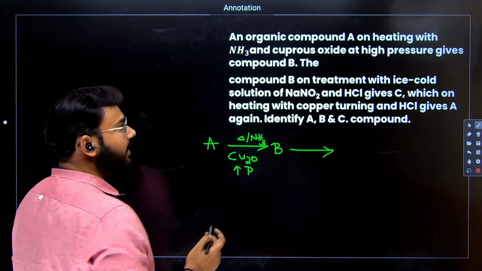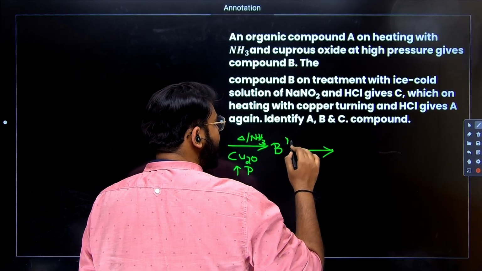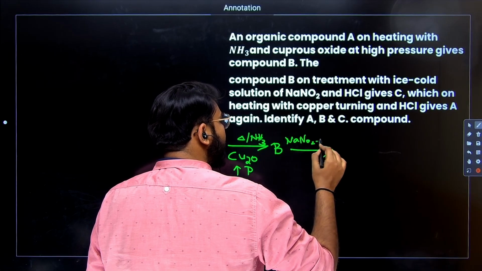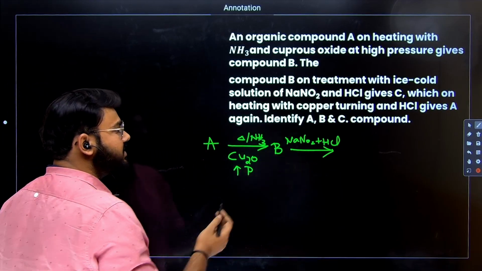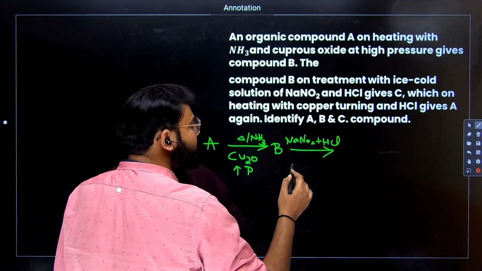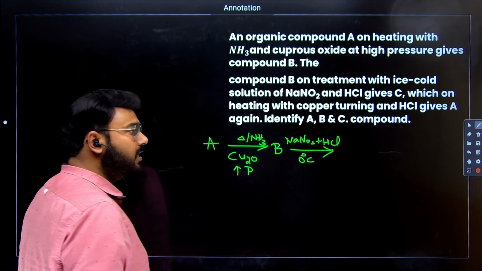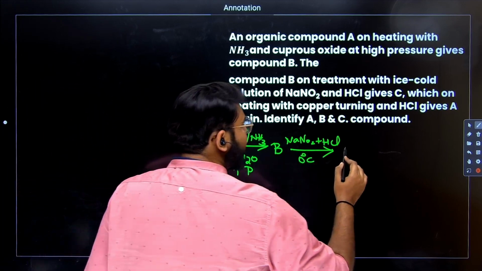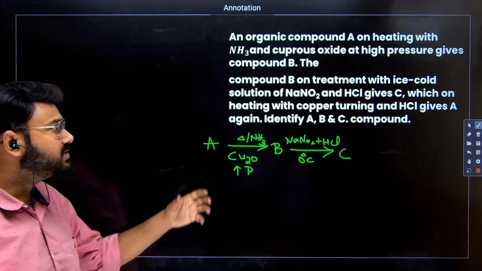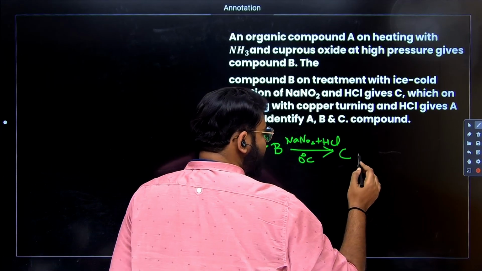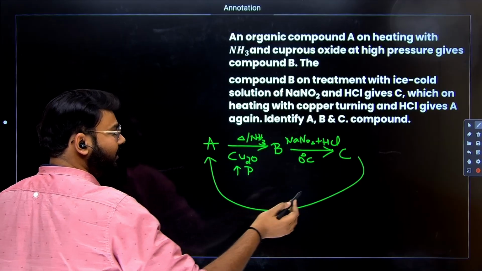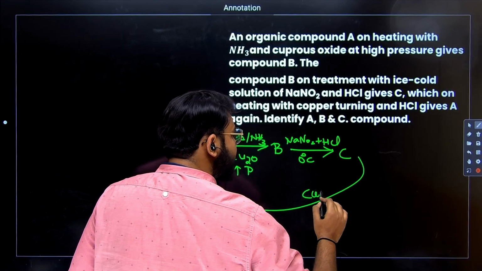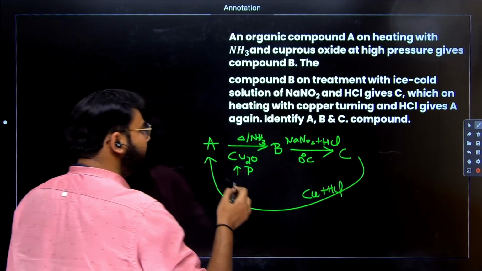with NaNO2 and HCl, which we know forms nitrous acid. Freshly prepared nitrous acid at ice cold, which means 0 degrees Celsius. So it forms C. Now it says C on heating with copper and HCl gives back the A. So it means if you heat the C with Cu plus HCl, it will form A.